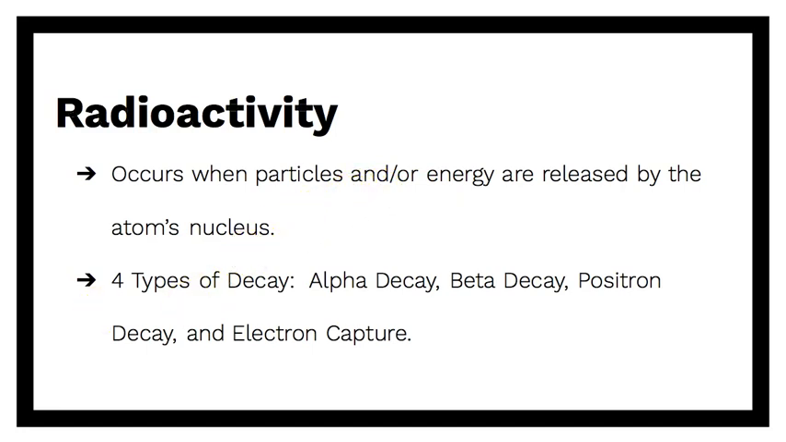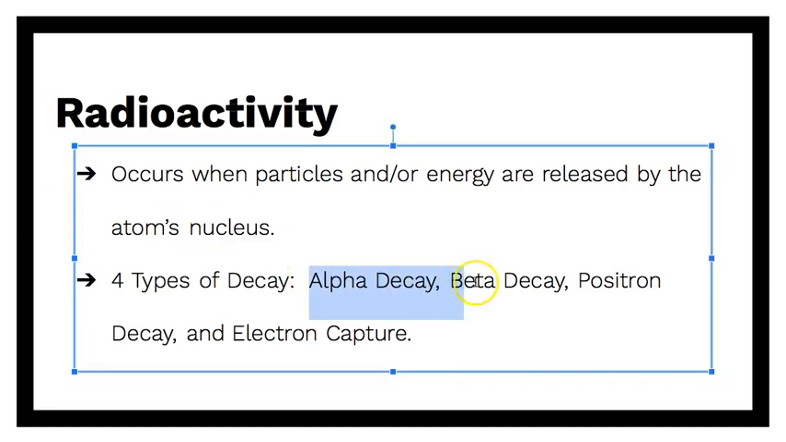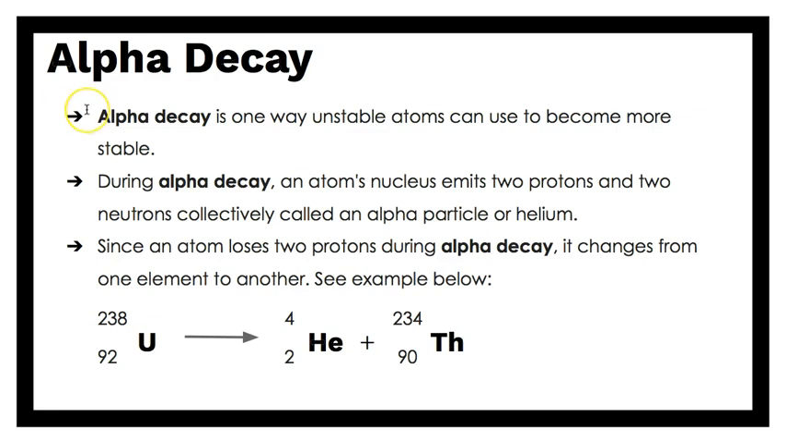There are 4 different types that we're going to learn, and we're going to know how to predict the products. So if something undergoes alpha decay, we'll know exactly what forms. Sometimes an atom will undergo beta decay, and sometimes it'll go positron decay or electron capture, and that all depends on nature. So here is the first example: alpha decay. Alpha decay is one way unstable atoms can use to become more stable.